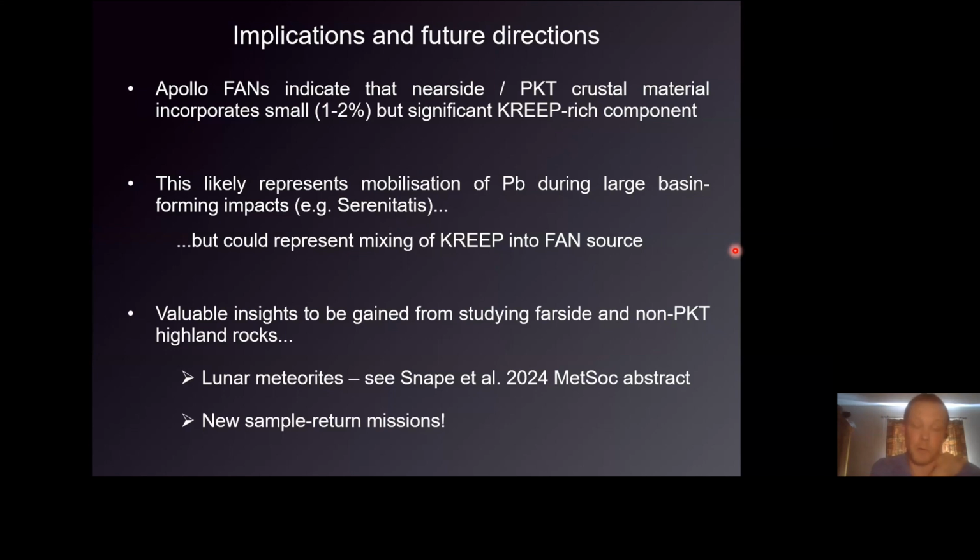So I've got a talk at MetSoc next month, and you can look at the abstract already for that, looking at a lunar meteorite with some interesting FAN clasts. And then we're going to have some great new sample return missions. Well, we've obviously got Chang'e 6 to look forward to very soon, and then the Artemis missions coming up. So I will leave it there and say thank you very much.